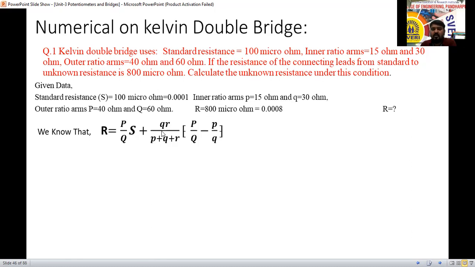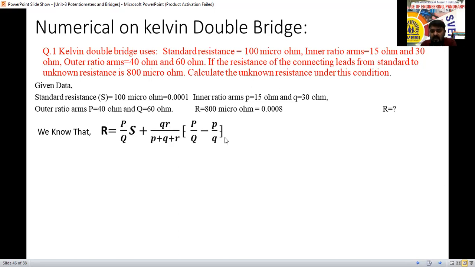We know the formula, and we use it directly. If both are equal, we will get 0. Otherwise, we will get the R value directly. R equal to P by Q into S plus Q into R divided by P plus Q plus R, into P by Q minus P by Q.